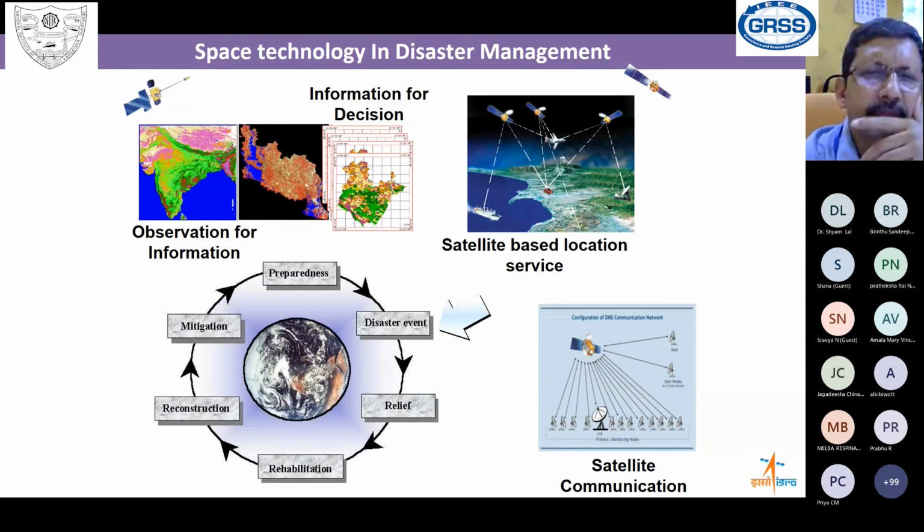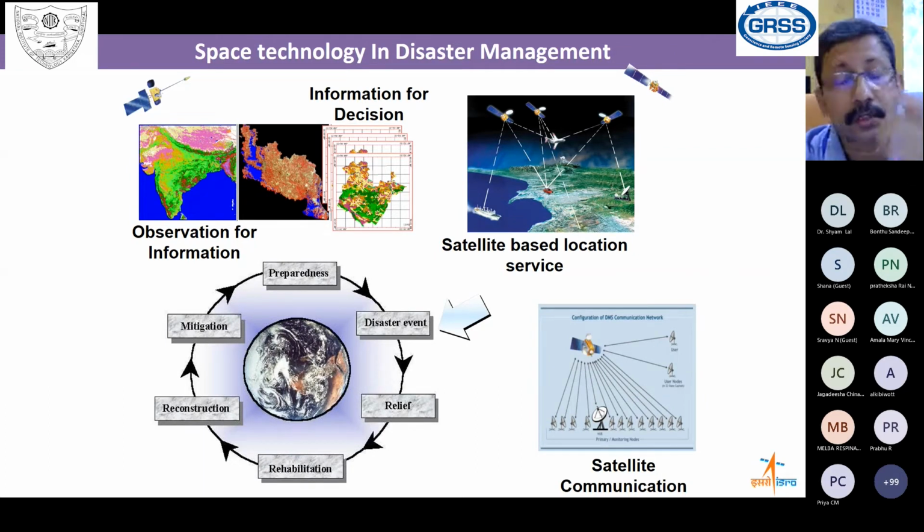If we talk about space technology in disaster management, it's basically an association of three aspects of space technology. One is the Earth observation, basically for information. And this information is required for effective decision making. And second is the satellite-based location service. So in case of a disaster, we need to know where and how to reach there. In this aspect, satellite-based location service plays a very, very important role.